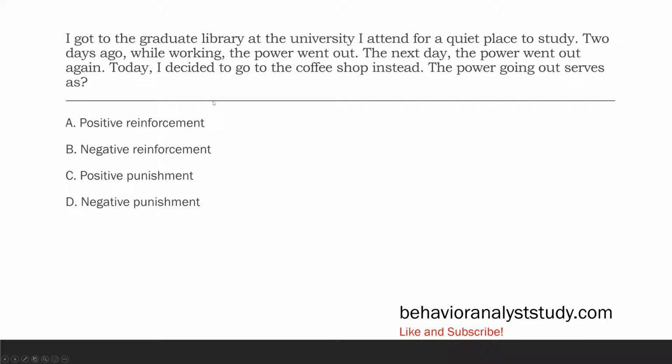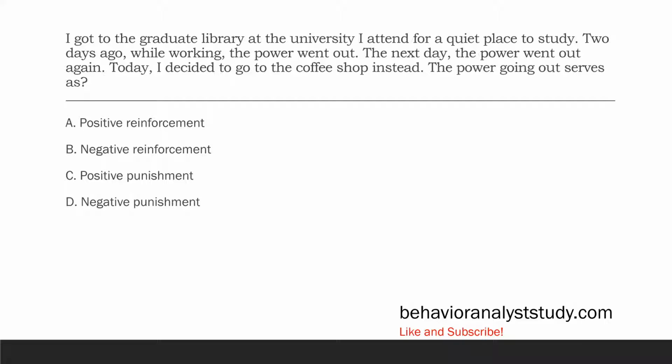I go to the graduate library at the university I attend for a quiet place to study. A few days ago, while working, the power went out. Next day, the power went out again. Today, I decided to go to the coffee shop instead. Power going out serves as what? All right, we got a reinforcement and punishment question. How do we approach these?